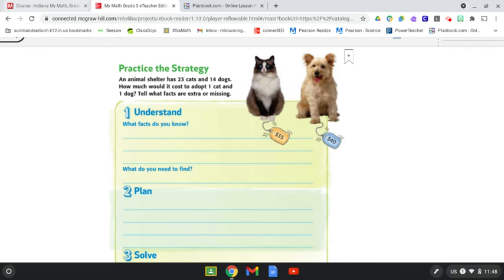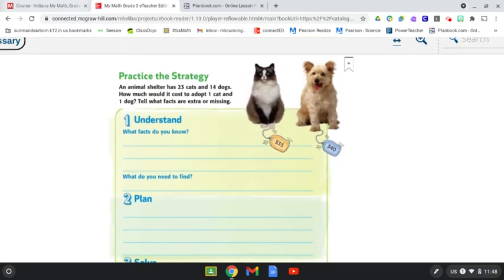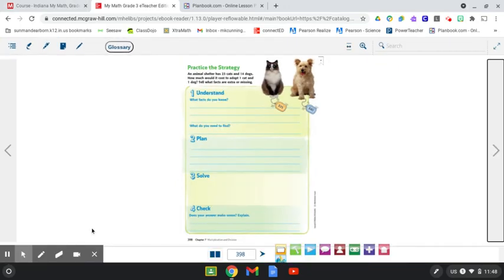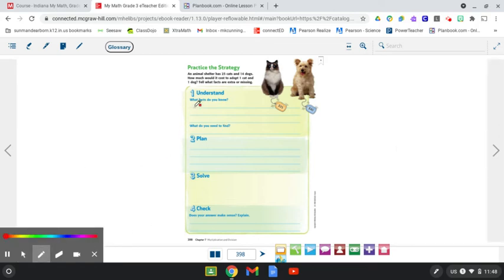Okay, so if we look at the picture here, it tells us what the price is, right? It's $35 and $40. But when we look at the actual problem, it doesn't tell us how much they cost. So we need to know how much they cost. So you would write in here, we do not know the price. And I'm not going to write the whole sentence. I'm just going to write the price.